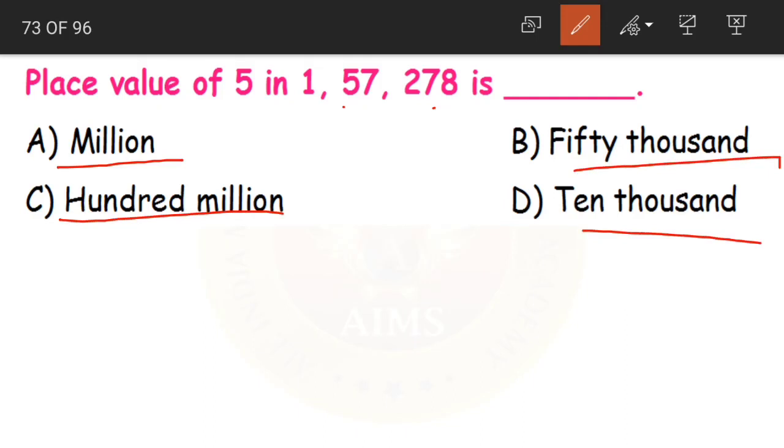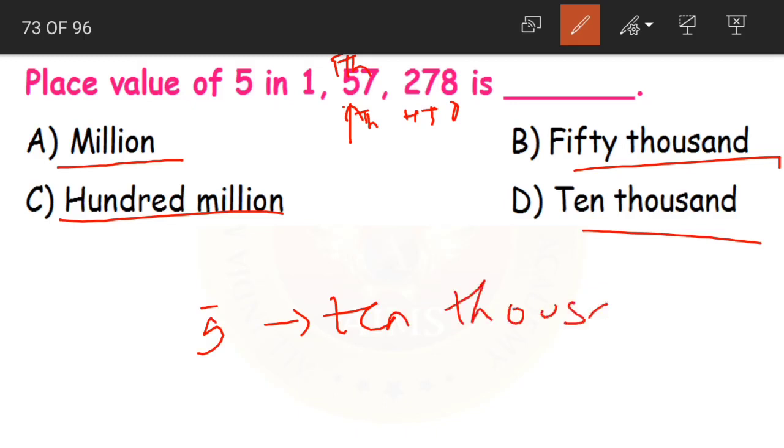That means you need to write the place value in words. Now 5 is in which place? Ones, tens, hundreds, thousands and 10,000s. 5 is in the 10,000s place. Yes, we have 10,000s as an option here. But will it be our correct answer?